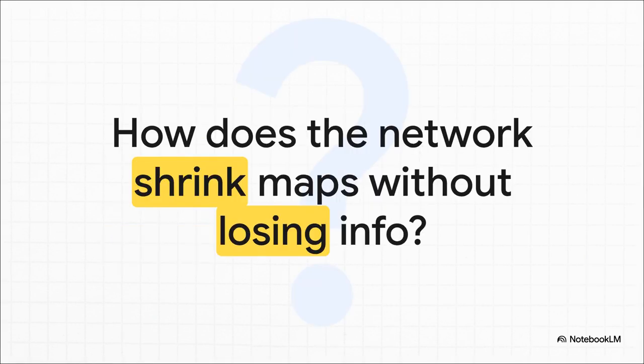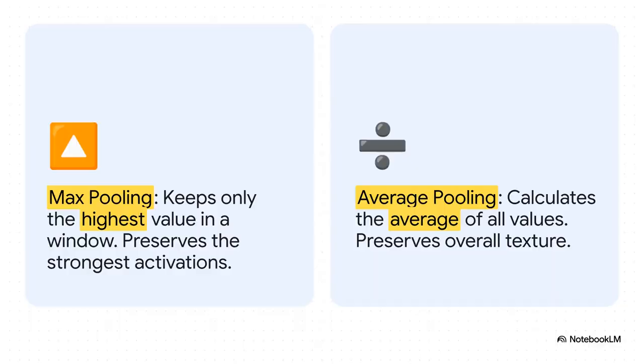But wait a second, even after that, these feature maps are still gigantic. We're still dealing with a mountain of data. So the big question is, how does the network shrink everything down without throwing away the good stuff? The answer is super clever. It's called pooling.